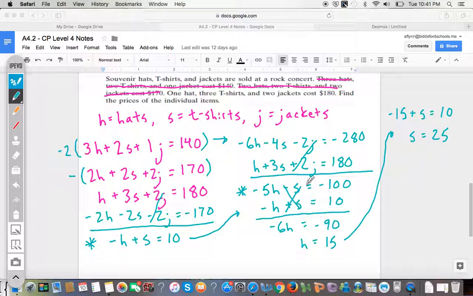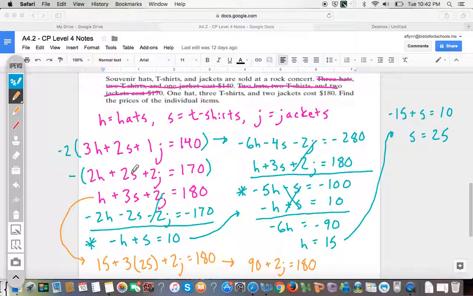Okay, so now I've solved for H, I've solved for S. I'll go back to one of my original equations and I'll solve for J. So I'll pick this equation right here. Actually, let me change colors. That could get a little confusing. Okay, so I have 15 plus 3 times 25. Again, just plugged in my 25 for S. Plus 2J equals 180. Okay, so I have 15 plus 3 times 25 is 75. Okay, so I have 90 plus 2J equals 180.